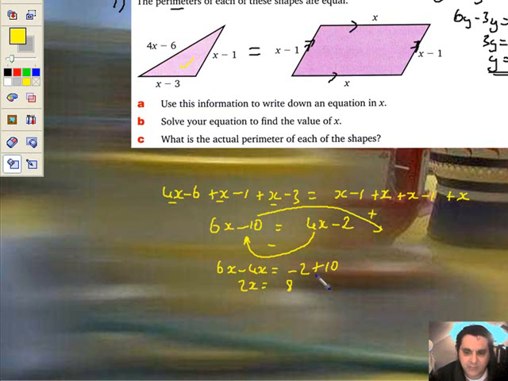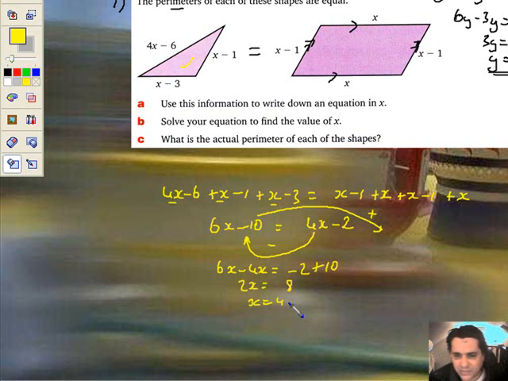So what have we got? 2x equals 8, because minus 2 plus 10 is 8, or you can say 10 minus 2, still 8. So therefore x is actually 4. Yeah, call it 4 centimetres. Just leave it as it is, just 4. Right, solve the equation. I've done it.